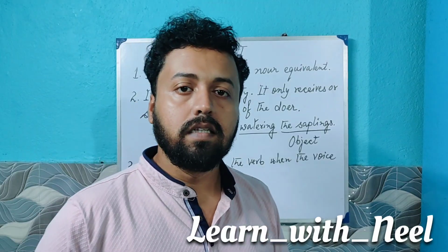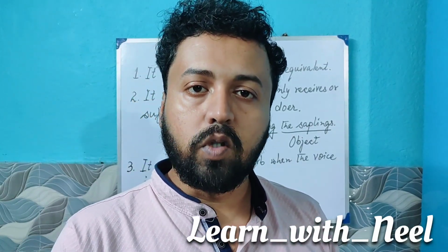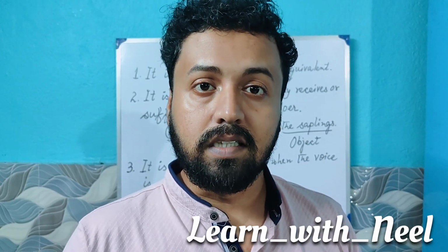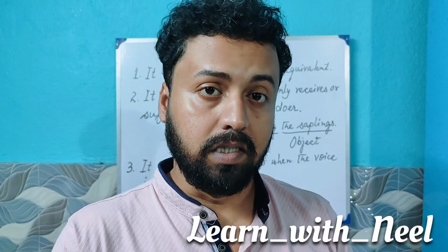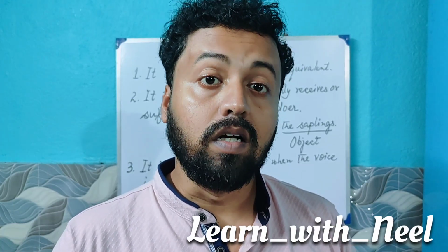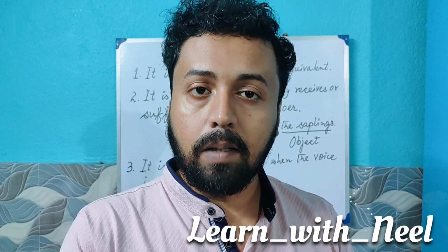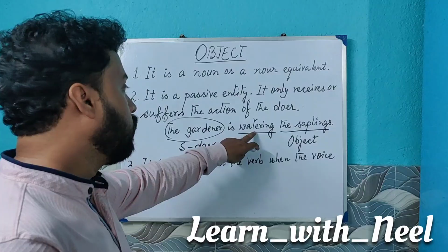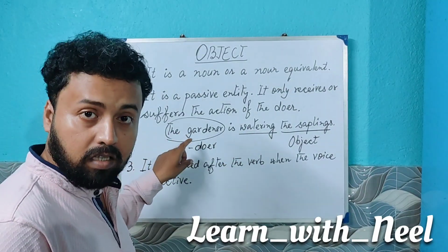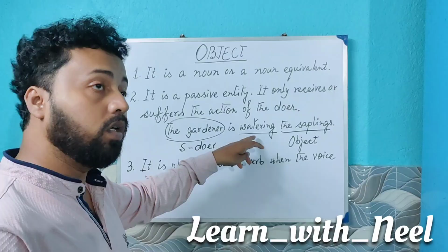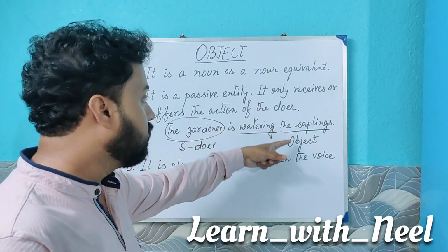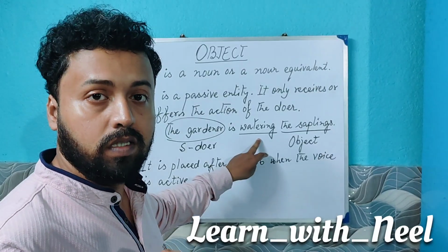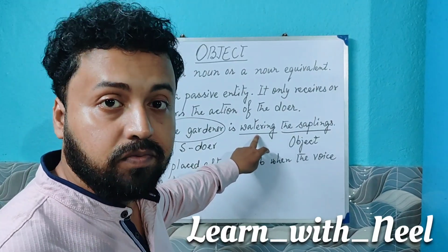How do you understand if a verb is in active voice or in passive voice? You need to look at the sentence and look at the verb and see whether the subject denoted by the verb is doing the action or receiving the action. If the subject denoted by the verb is doing the action, for example, here the verb denotes the subject, the gardener. And is the gardener doing the action? He is, because he is watering. That's why this sentence is in active voice. If the subject denoted by the verb is a doer, then the verb is in active voice.